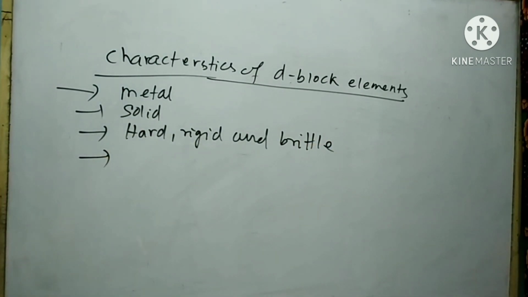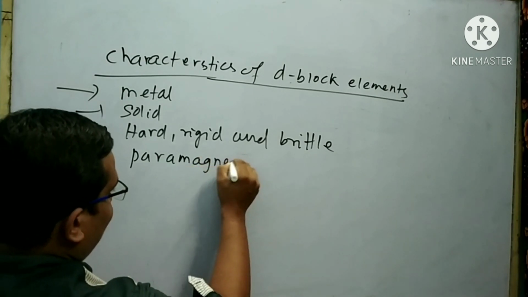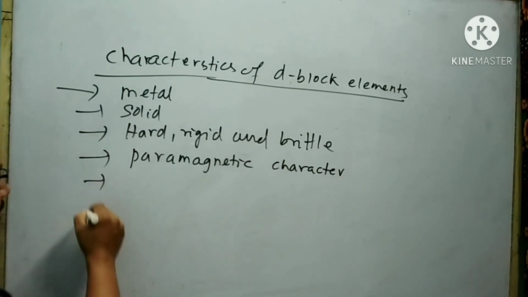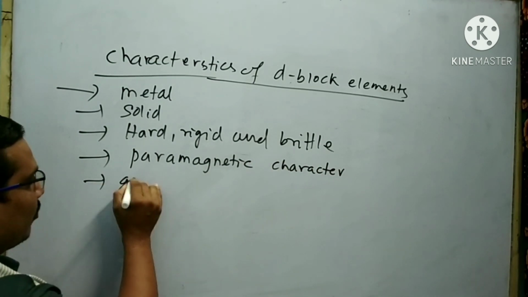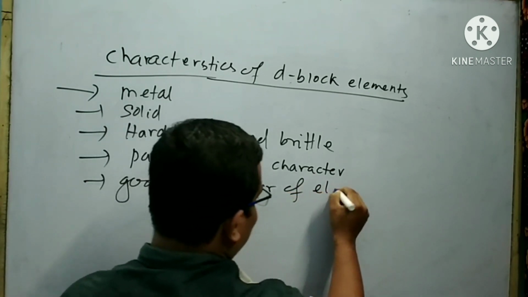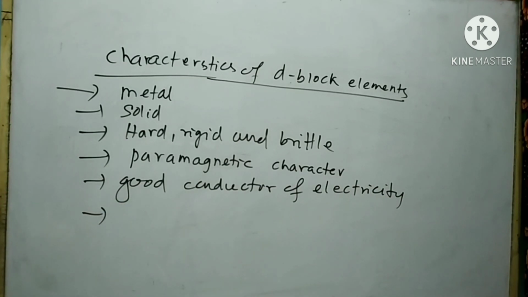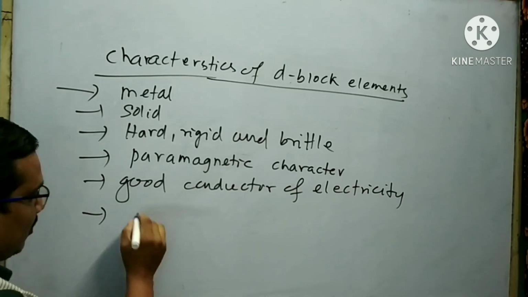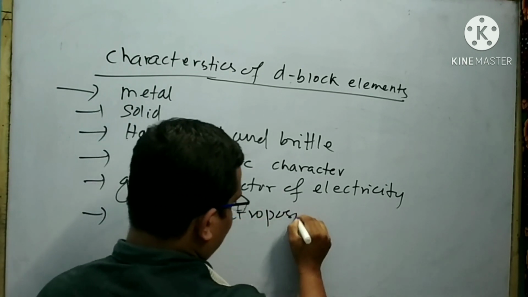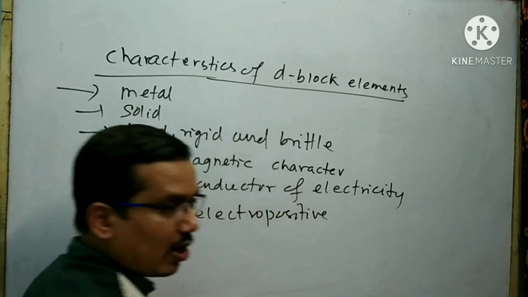All the D block elements generally show paramagnetic character. All the D block elements are good conductors of electricity. All the D block elements are more electropositive and have moderate reducing character.